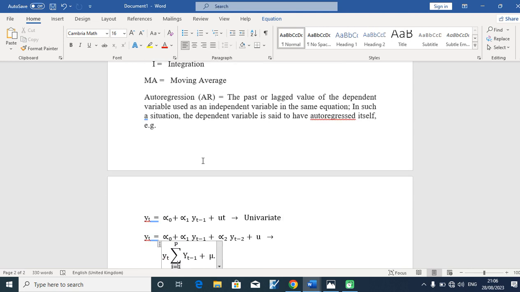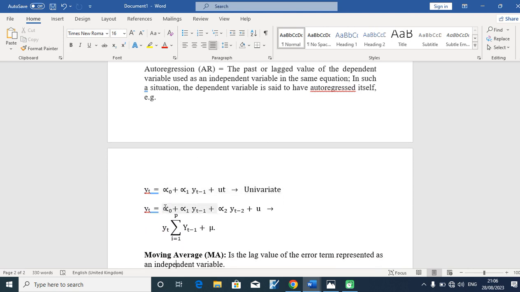Just like what we have in this equation, we have yt as a function of alpha 0, the autonomous component, plus alpha 1 yt minus 1 plus ut. This is the normal estimation of an autoregressive model, where the dependent variable autoregresses itself, but using the lag value of the dependent variable, not the dependent variable itself. The second equation will have the first and the second lag values of the dependent variable autoregressing itself. The third equation is the same thing as the first equation, just a different representation of it.